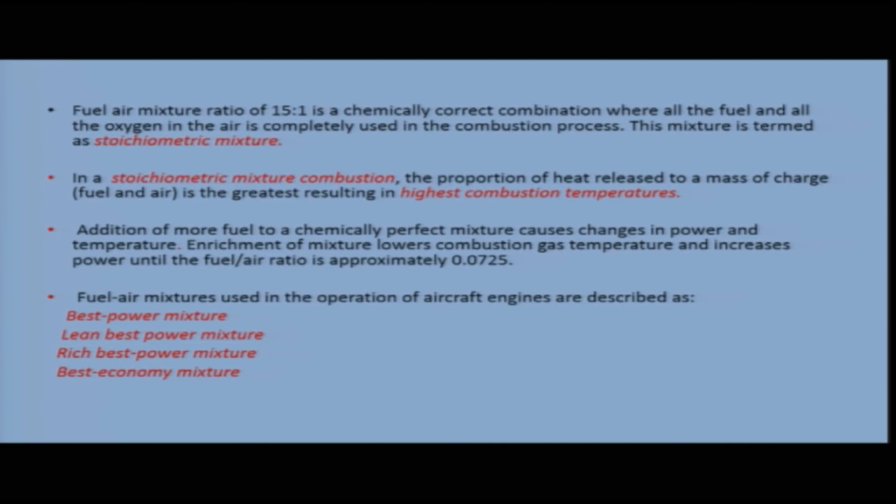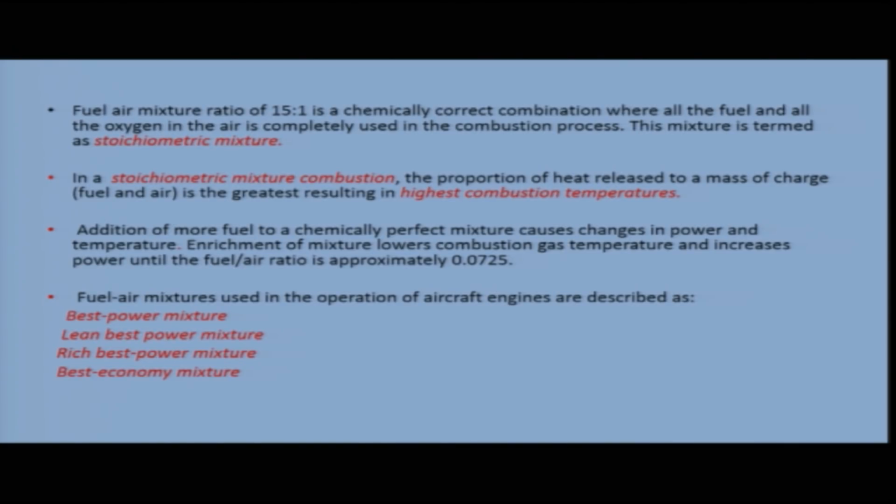Addition of more fuel to a chemically perfect mixture causes changes in power and temperature. So, when you add more fuel to the chemically correct combination, you have lower temperatures and changes in power also. Enrichment of the mixture lowers the combustion gas temperature. So, when you make the mixture richer than the chemically correct combination, you have lower combustion gas temperatures, and power is also increased until the fuel air ratio is approximately 0.0725. So, there is a ratio up to which you may have more power when you enrich the mixture.